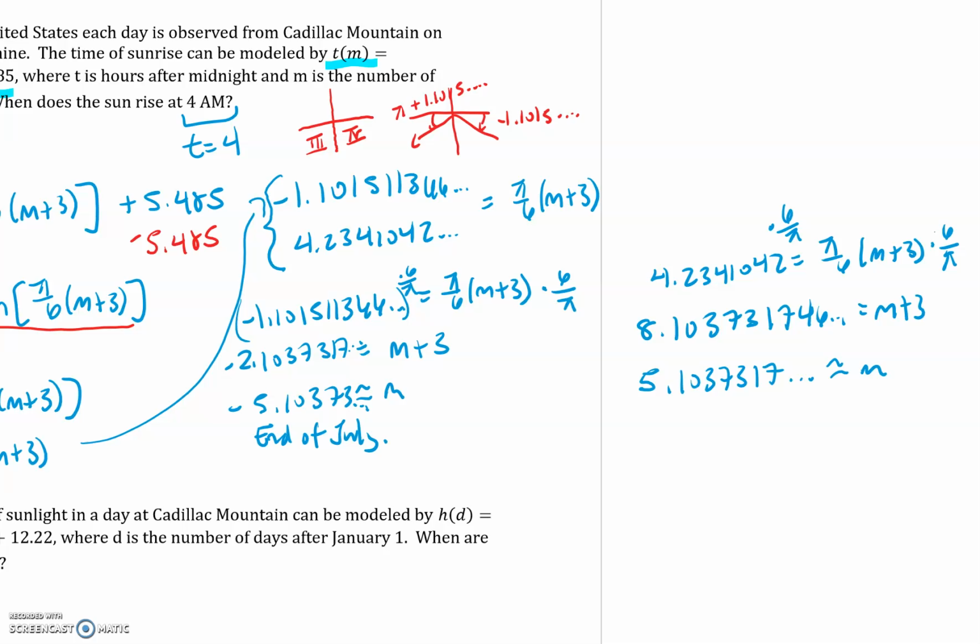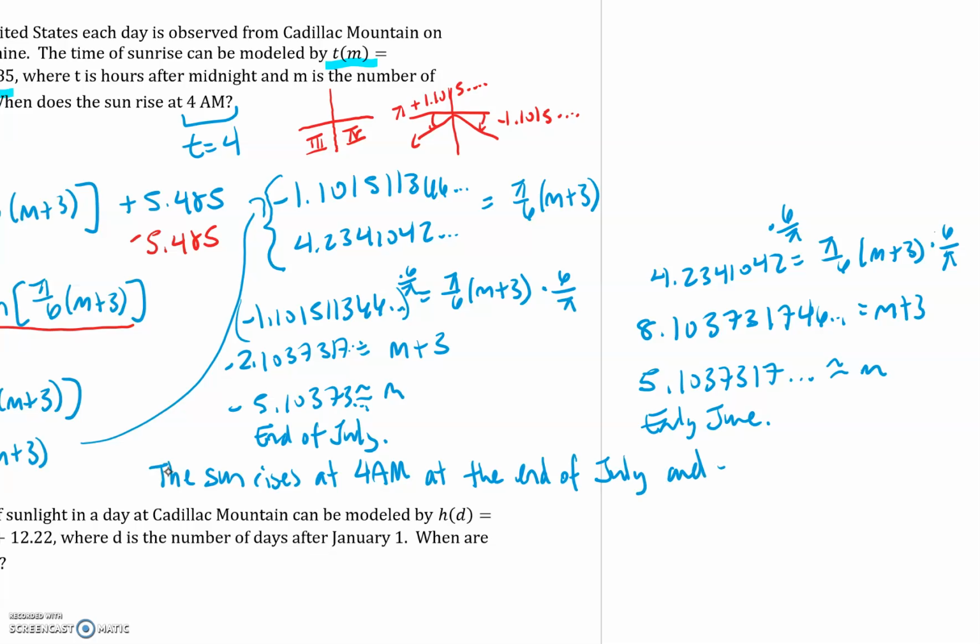Now if we look at the other side, it's positive. So it's a little over 5 months after January. So you're counting January, so next is February, March, April, May, June. So it'll be early June. Okay, so we just want to summarize that up in a sentence, and then we're all done. So the sun rises at 4 a.m. at the end of July and early June.